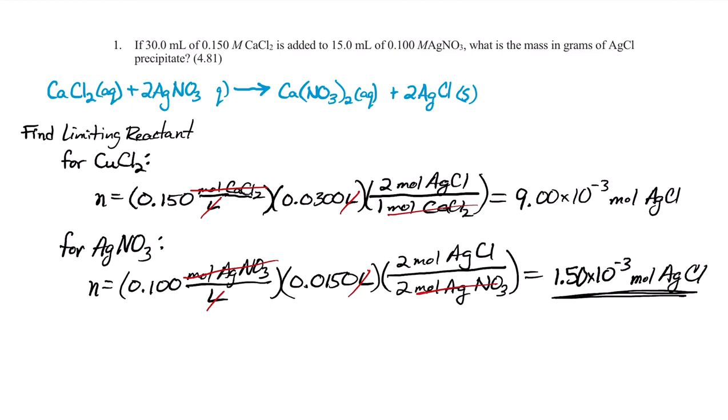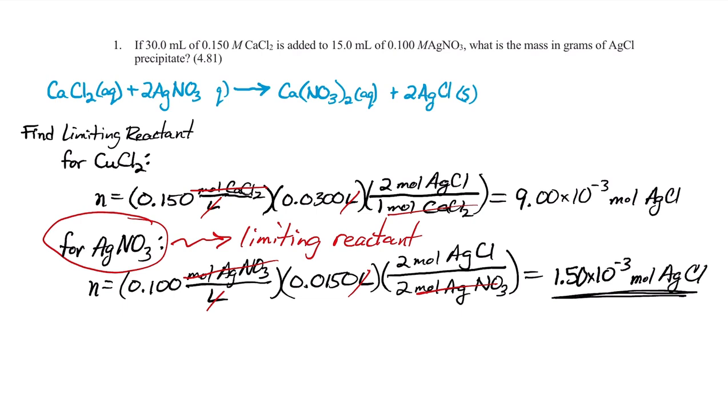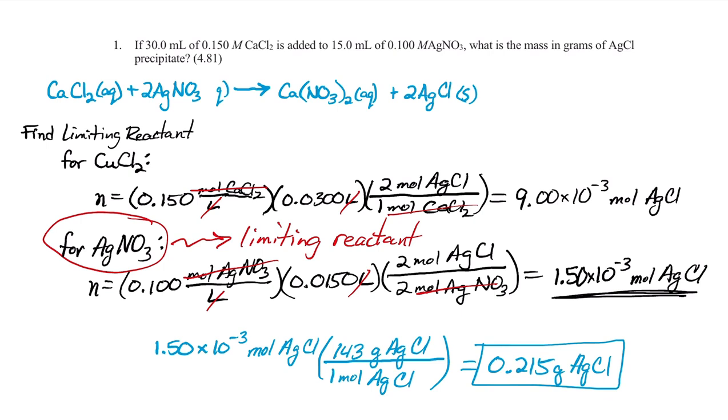Okay, so we need to know which one is the limiting reactant and therefore which is the amount actually created. Our limiting reactant is silver nitrate. Therefore, 1.50 times 10 to the minus 3rd moles of silver chloride is the actual amount of silver chloride that's precipitated. We have one more step. The problem asks for the mass in grams of silver chloride. So we'll begin with our answer to the last problem and multiply it by the molar mass of silver chloride to get 0.215 grams of silver chloride.